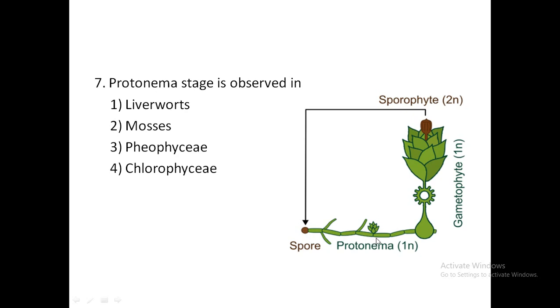Spore develops into protonema first, which is generally horizontally growing, then the vertically growing leafy stage is formed from the protonema. It happens only in case of mosses. In liverworts, this protonema is not there.